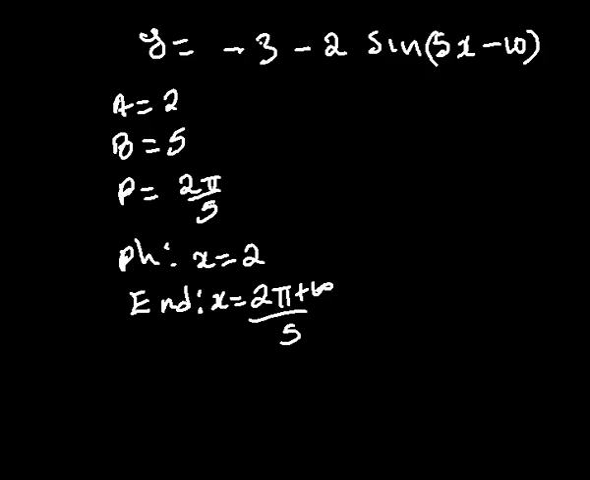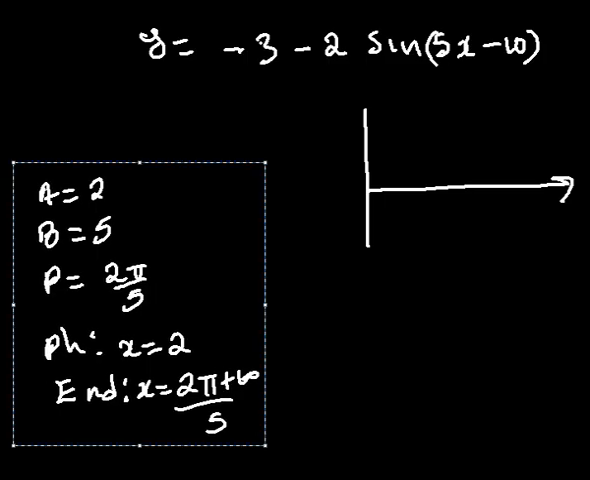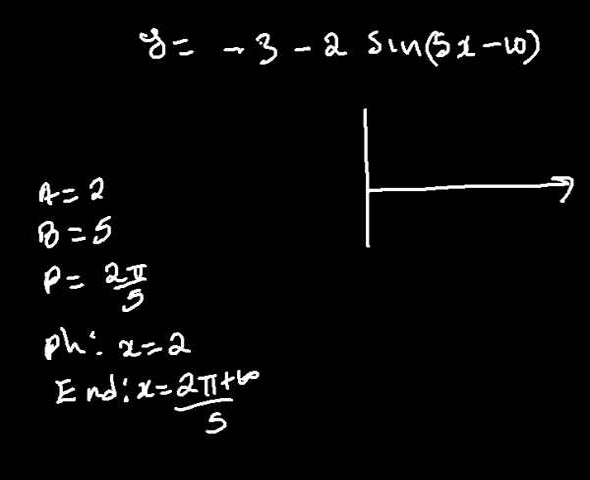Now we are having the vertical shift, which is given as -3. It means the graph has to go about 3 steps down. Let's say if that is the case, the graph has to be shifted about 3 steps down. Let's say this is -3.